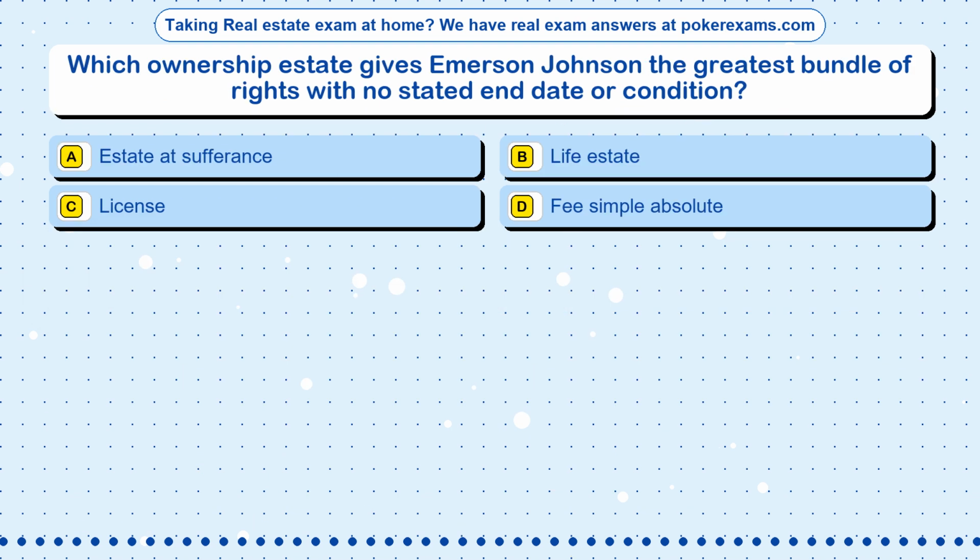Question 76. Which ownership estate gives Emerson Johnson the greatest bundle of rights with no stated end date or condition? Option A. Estate at sufferance. Option B. Life estate. Option C. License. Option D. Fee simple absolute.